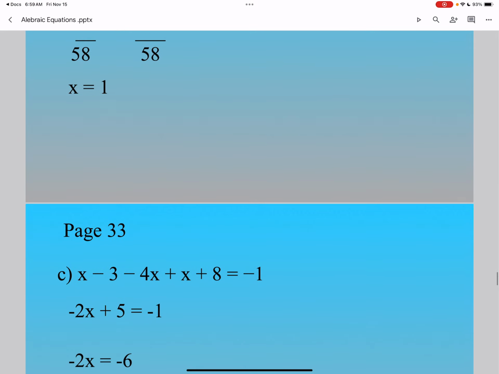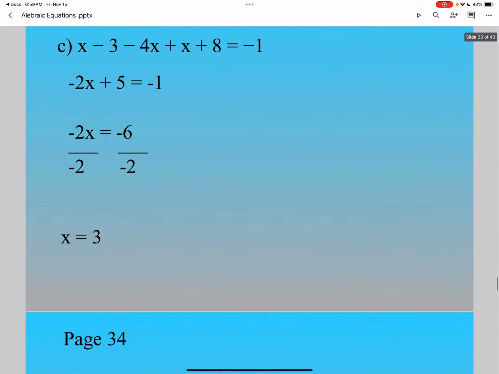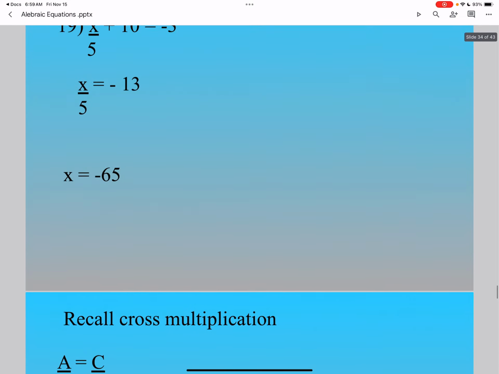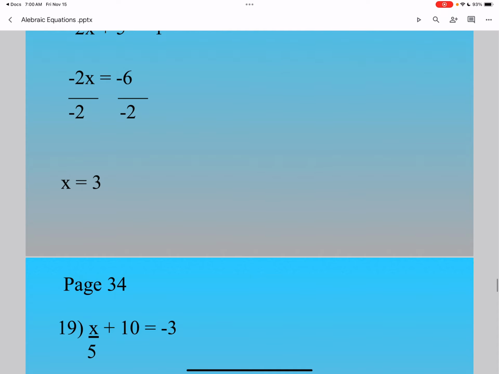When you get to this side over here, you always divide by the number right before the letter. In this case, it's minus 2. Whatever you do to one side, yes, I know, I said it 100 times, you do to both sides, and then you get x is equal to 3. These are the kind of things you're doing. This one is definitely going to be on your test.